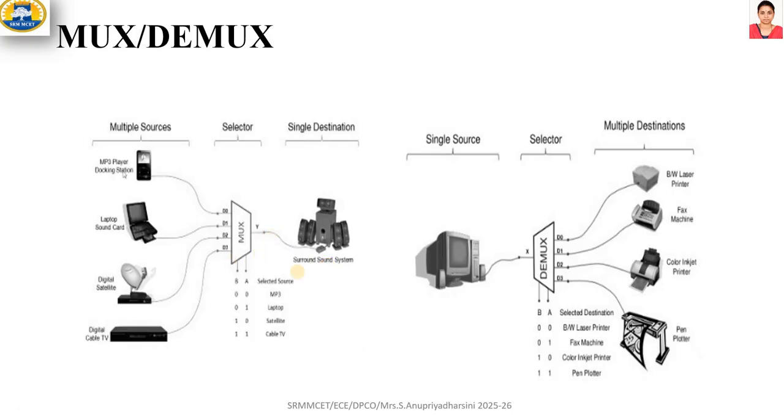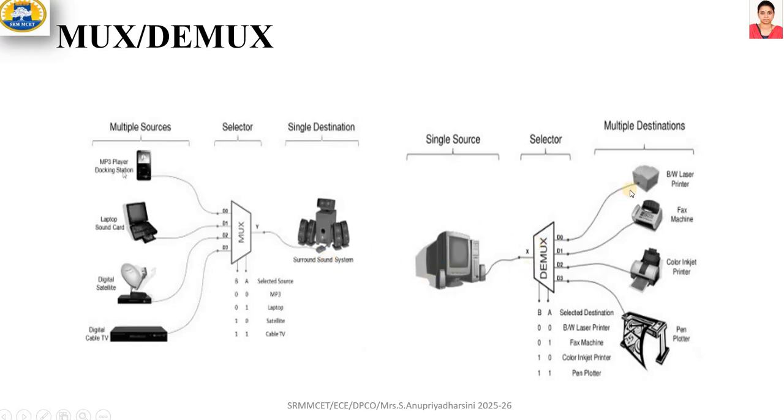For example, we'll consider this multiplexer here, which has four different inputs and one output to a sound system. How to select what input has to appear at the output is done using select lines or control lines. Here you can see A and B are select lines or control lines. If it is 0, 0, the MP3 appears at the sound system. If it is 0, 1, it is from the laptop. If it is 1, 0, it is from the digital satellite. If it is 1, 1, it is from the cable TV.